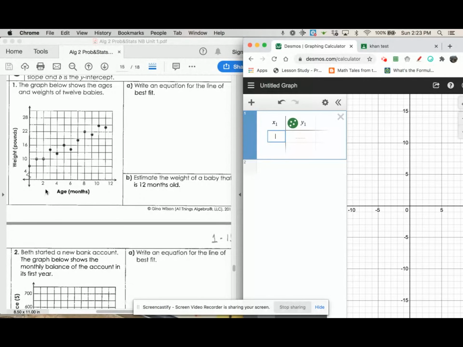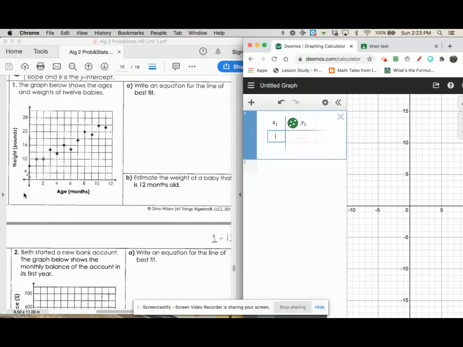So the ages are in the bottom, and it looks like it's counting by ones, 1, 2, 3, 4, 5 in months. And then the weight in pounds starts at 4. And notice it goes to 10, then it goes to 16, then it goes to 22. The interval is 3 because if you go from 4 to 10, that's 6. 10 to 16 is 6. 16 to 22 is 6. And because there's 2 spaces, you're going to divide that 6 by 2. So this point here is really a 7 and 10 and 13 and 16 and 19 and 22. So it counts by 3s.